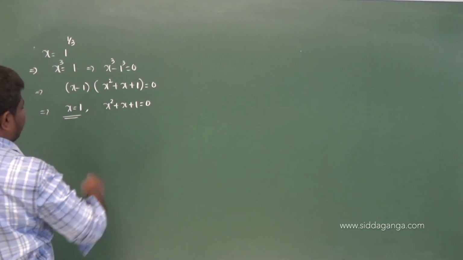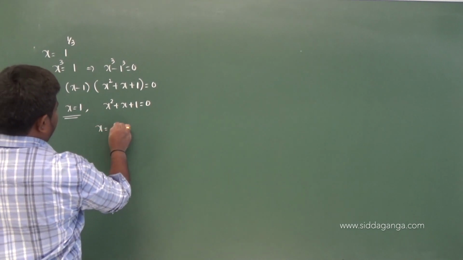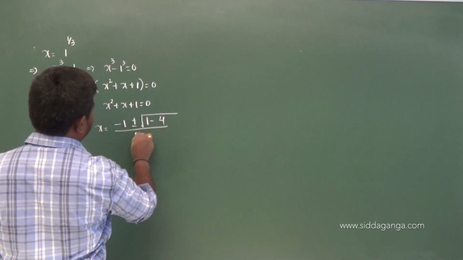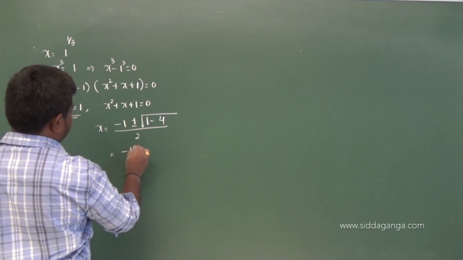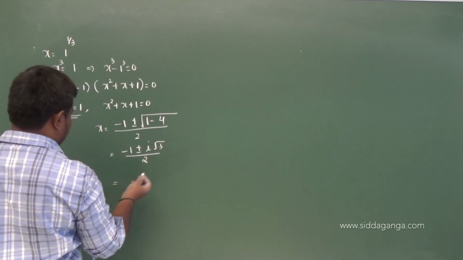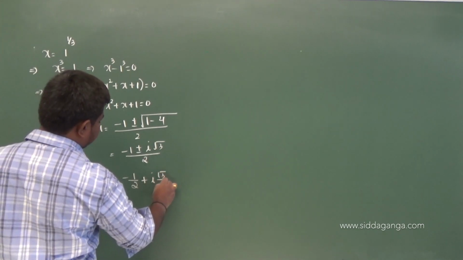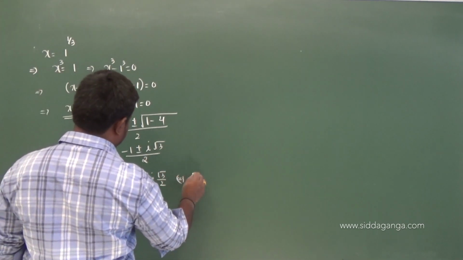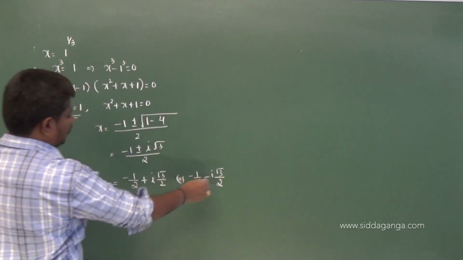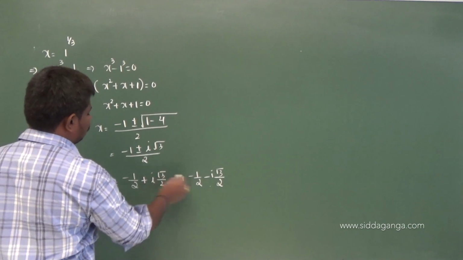Let me solve this. This is a quadratic equation in which b square minus 4ac is less than 0. So, x is equal to minus b plus or minus square root of b square minus 4ac, by 2a. So, you get minus 1 plus or minus i root 3 by 2. You have two roots, that is minus 1 by 2 plus i root 3 by 2, or one more is minus 1 by 2 minus i root 3 by 2. So, these two are the other roots of this cubic equation, and these two are complex roots. Observe here, these two are conjugate to each other.